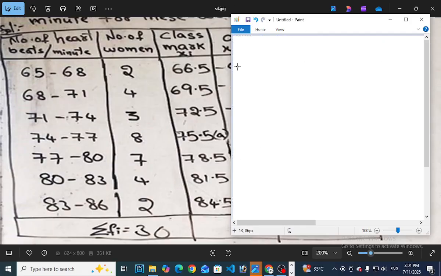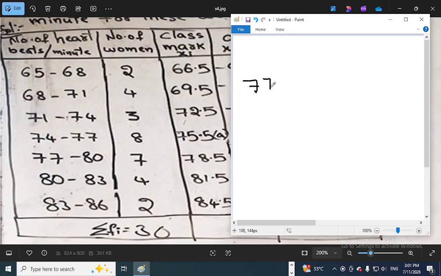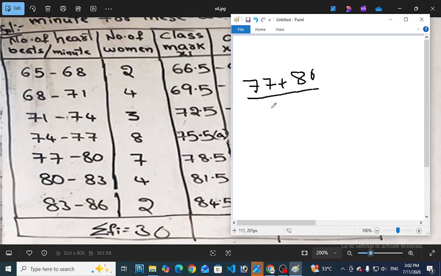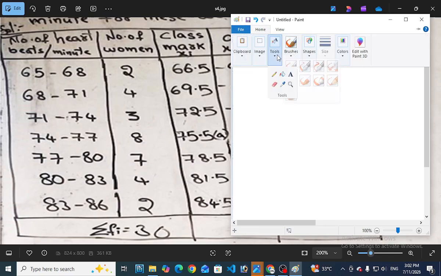Then next one here, 77 and 80. The average to find the midpoint of 77 and 80 is 157 by 2. 2 sevens are 14, 2 eights are 16, 0.5. So 78.5 is the midpoint of 77 and 80. We are taking the midpoint as class mark. Like that, here we find the remaining 2 classes' midpoints also.